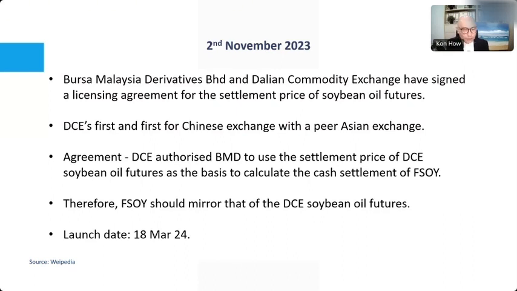For those that are not trading palm oil or soybean oil, what it means here is that because the settlement is agreed upon, at the end of the contract for FSOY, it has to be on the basis of the DCE contract.